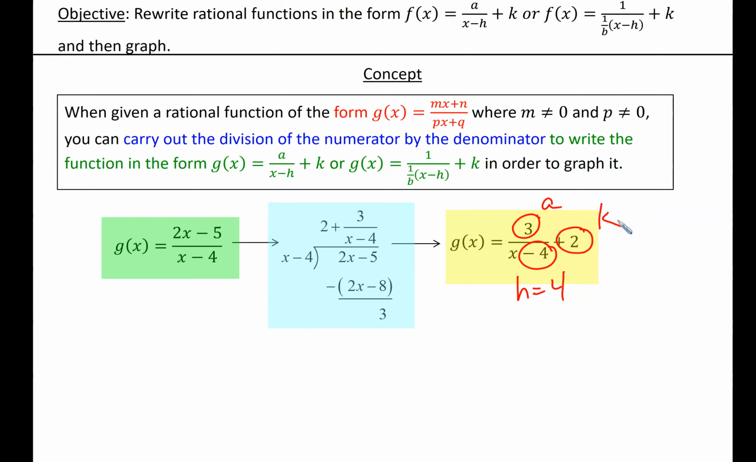And then we can use the method that we were talking about yesterday. This does not work for all rational functions. Some are too complex, and when you divide them out, you don't get this form where you can identify the parameters. And for those, we will later on learn other methods for graphing.